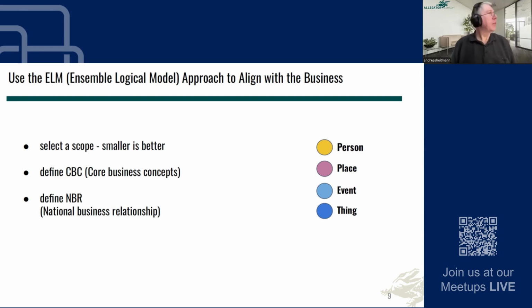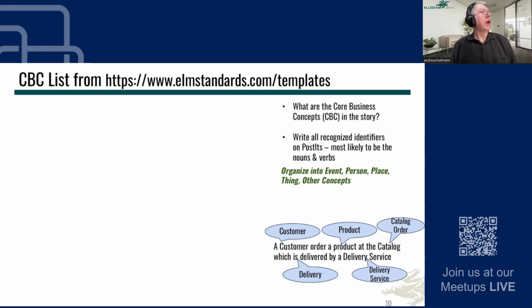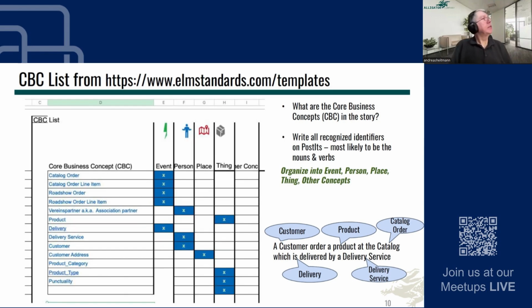Yeah, those are the two elements. There's also a third element called ensemble. In fact, an ensemble is a combination of different CBCs and NBRs, their relationships, in the context of one business flow. I will show an example of it later, so then I think it's easier to understand. Okay, here the one part of the ELM approach is the CBC list.